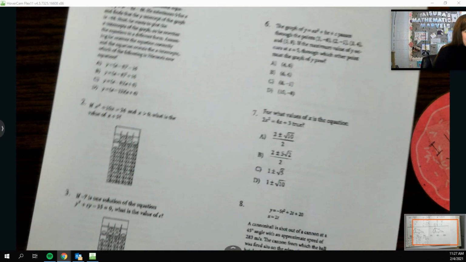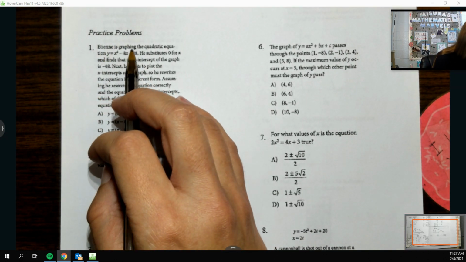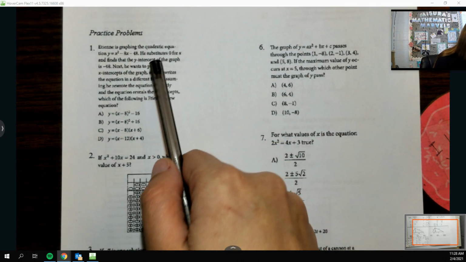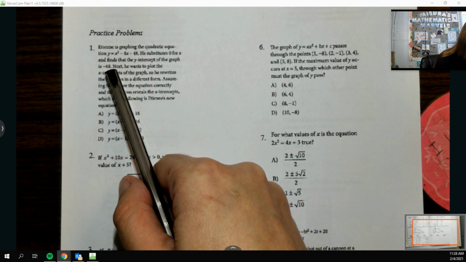Okay, anyways, let's try some practice problems. The problem: a student is graphing the quadratic equation y equals x squared minus 8x minus 48. He substitutes 0 for x and finds that the y-intercept of the graph is -48.